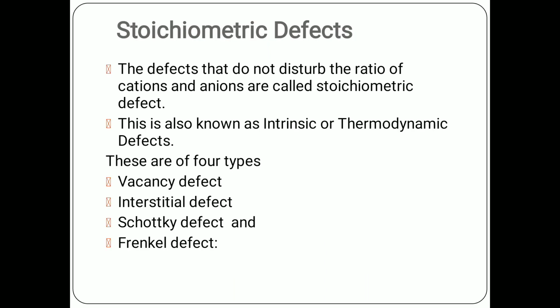Now coming to the stoichiometric defects. The defects that do not disturb the ratio of cations and anions are called stoichiometric defects, which do not disturb the ratio or number of cations and anions. They maintain the electrical neutrality. These stoichiometric defects are also called intrinsic defects or thermodynamic defects. There are basically four types of thermodynamic defects: 1. Vacancy defect. 2. Interstitial defect. 3. Schottky defect. And the fourth one, Frenkel defect.